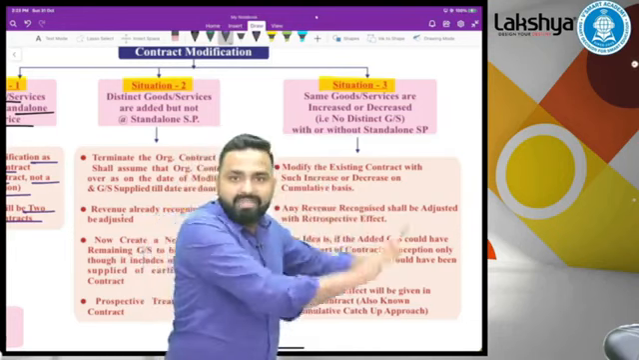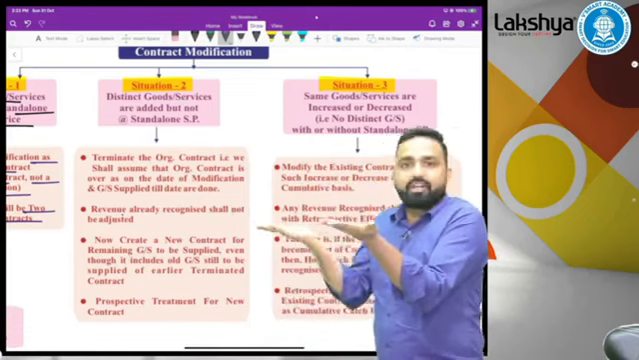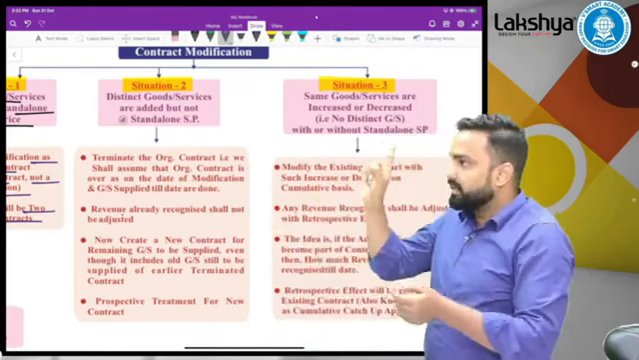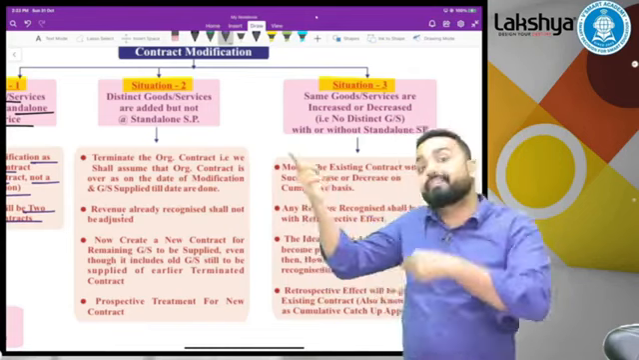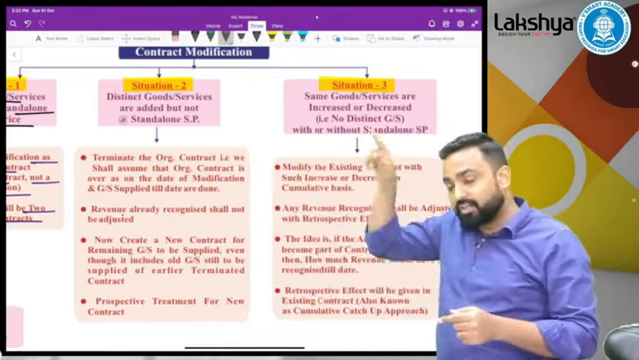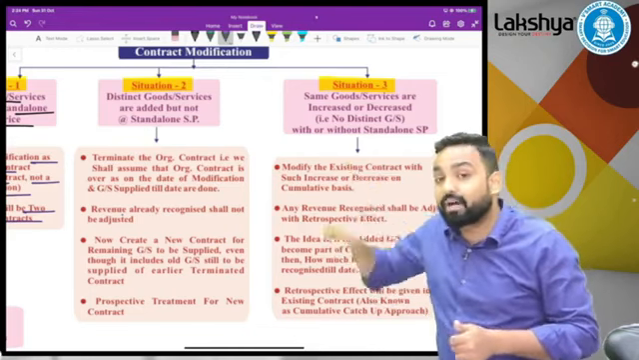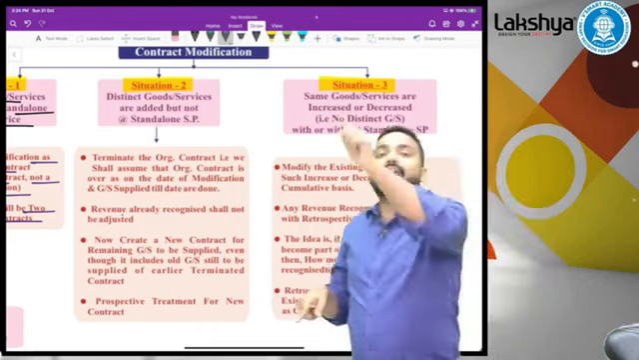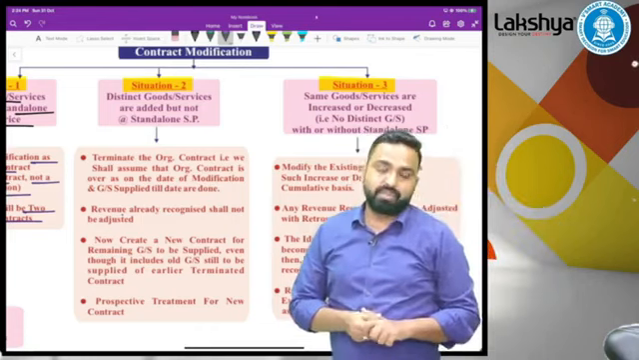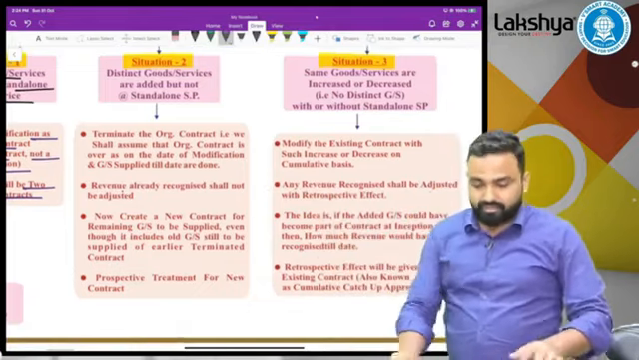Now leave that, terminate the original contract. Now create a new contract. In that contract, there are two performance obligations. The one is to supply 25 more laptops from the original contract, and the other is to supply 100 CCTV cameras. Understood or not? Make a new contract.